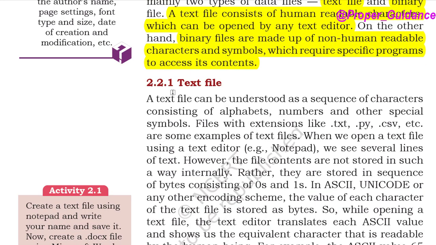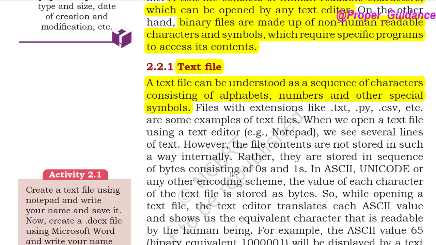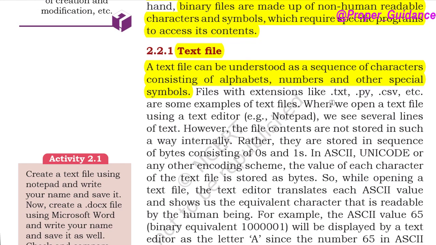So, first thing, text file. What is a text file? A text file can be understood as a sequence of characters consisting of alphabets, numbers and other special symbols. Files with extensions like .txt, .py, .csv, etc. are some examples of text files.